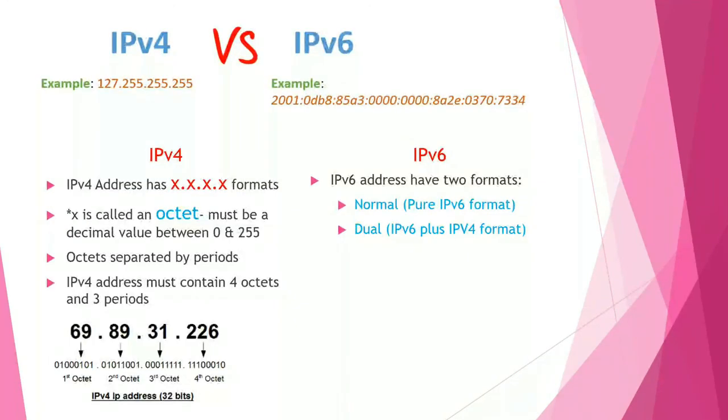Next, IPv4 versus IPv6. IPv4 address has this format, where X is called an octet and must be a decimal value between 0 and 255. Octets are separated by periods. An IPv4 address must contain 4 octets and 3 periods. An IPv6 address has two formats. First one, normal or pure IPv6 format. Second one, dual or IPv6 plus IPv4 format.